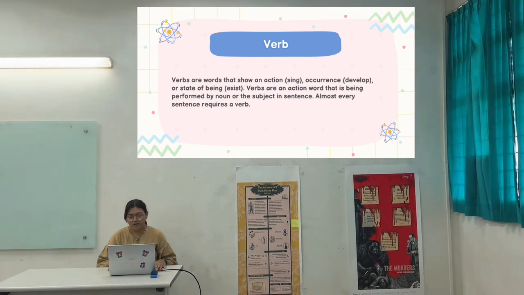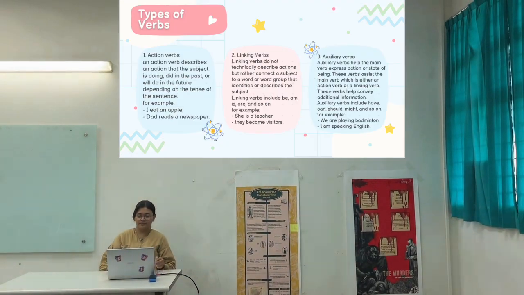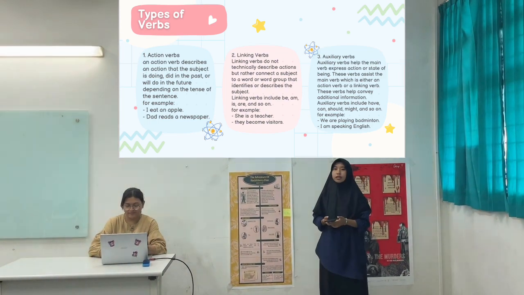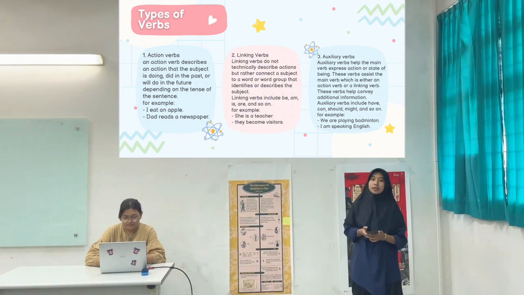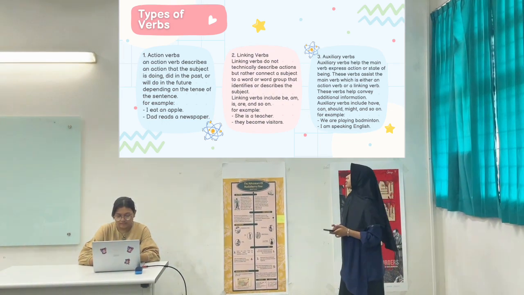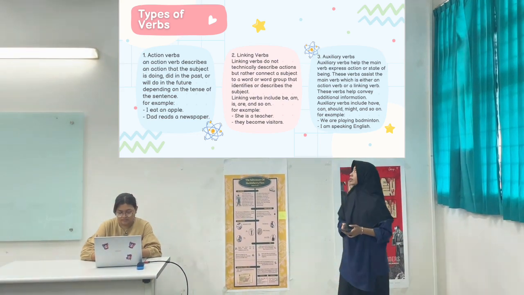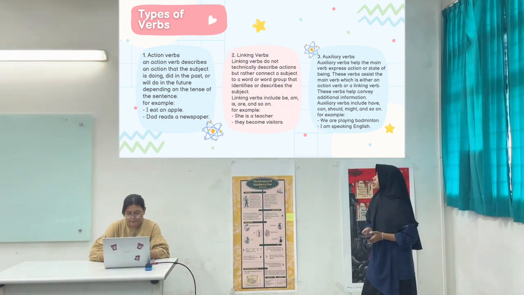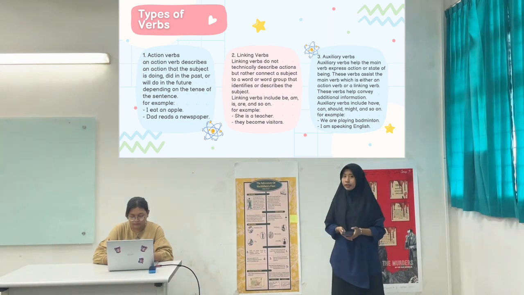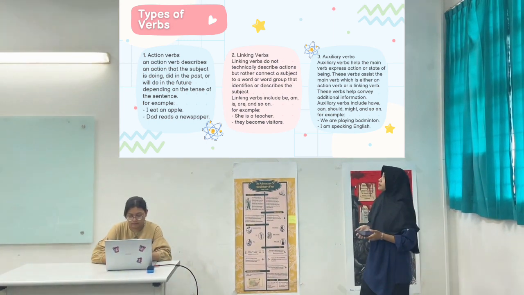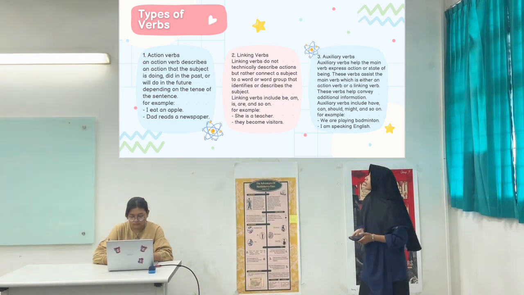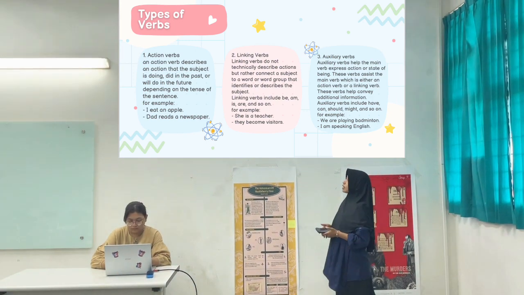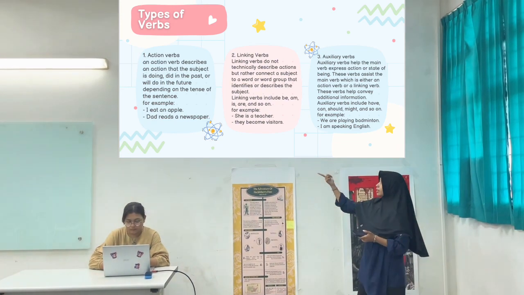Okay, Ayuningsi will continue with the types of verbs material. So I'm going to explain about the types of verbs. The first type is action verbs. Action verbs describe an action that the subject is doing, did in the past, or will do in the future, depending on the tense of the sentence. For example, the first example is I eat an apple. Eat here is a verb that describes the subject I. And the second example is that reads a newspaper. Reads here is a verb that describes the subject.